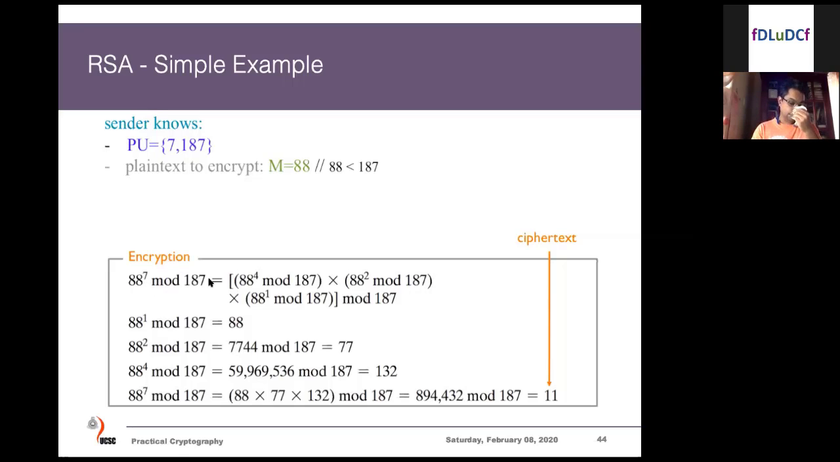So we can simplify this calculation further like that. And finally, you may notice the answer is 11. So we can calculate those separately and then put them together and calculate it using modular arithmetic. So basically, if you do this calculation, the answer is 11. So that means the ciphertext of 88 is 11, right?